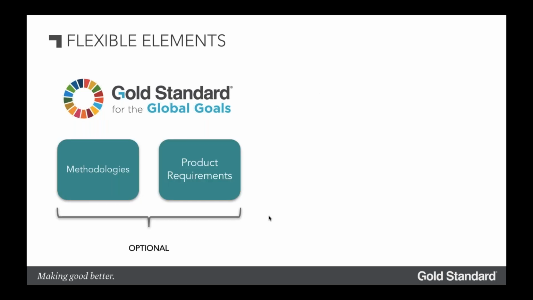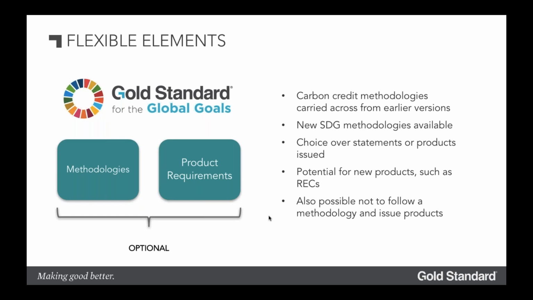On the flexible elements, all the methodologies that you know from previous versions, whichever ones you've been using, are still valid and applicable. They've been transferred across to Gold Standard for the Global Goals. There's no need to check if anything's changed in those methodologies. If anything has changed, we'll have told you about that already. So unless you've heard from us that something's changed in the methodology, you can safely assume it's as it always has been. And then the product requirements, that just lays out how to issue carbon credits, for example, building on my previous note that you're not compelled to do that anymore. That's an option for you, but it's not the only option. That's where those are captured, in the product requirements.